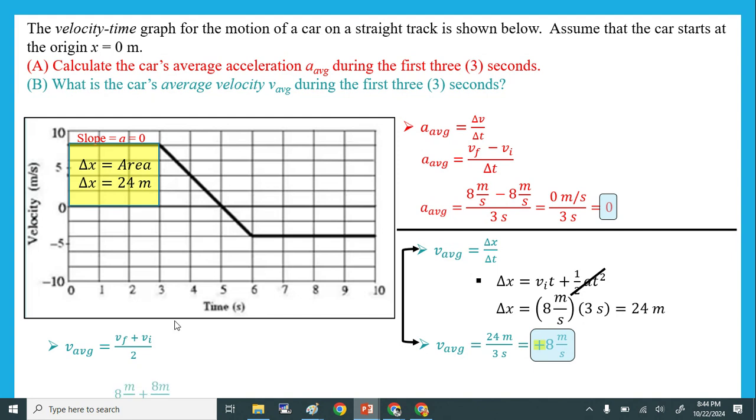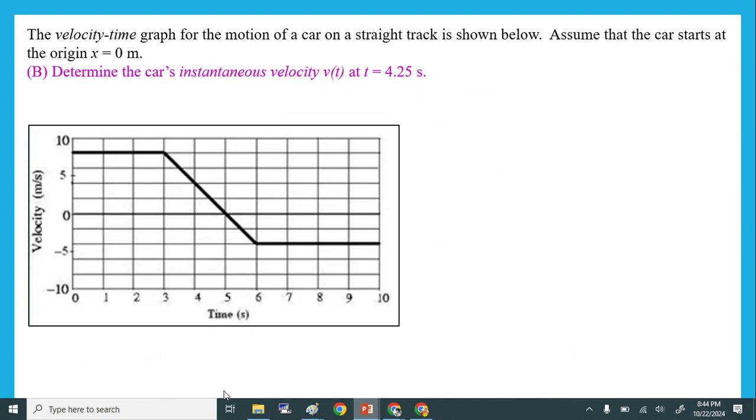So it would just be 8 plus 8 divided by 2. Well, 8 plus 8 is 16. 16 divided by 2 is just 8. And here, as you can see, the answer must be the same. So it's important that you utilize this function properly. You can only use this function when acceleration is the same constant. So in this case, the first 3 seconds has an acceleration of 0, which suggests that I can just use it. Okay, let's go ahead and do part B.